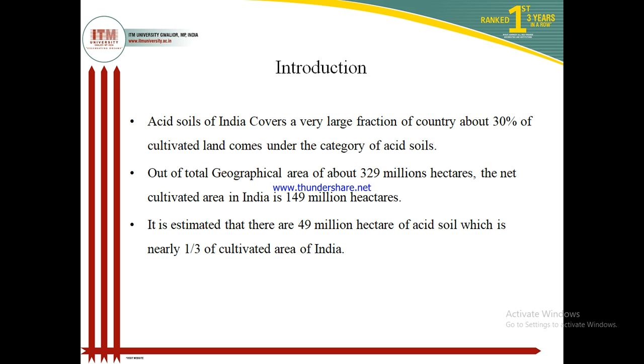Out of total geographical area of about 329 million hectare, the net cultivated area in India is 149 million hectare. It is estimated that there are 49 million hectares of acid soil, which is nearly one-third of the cultivated area of India.